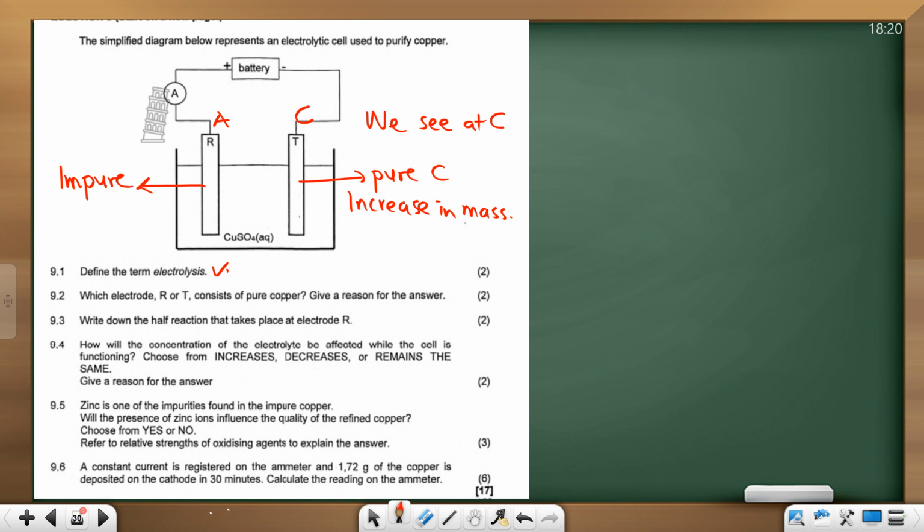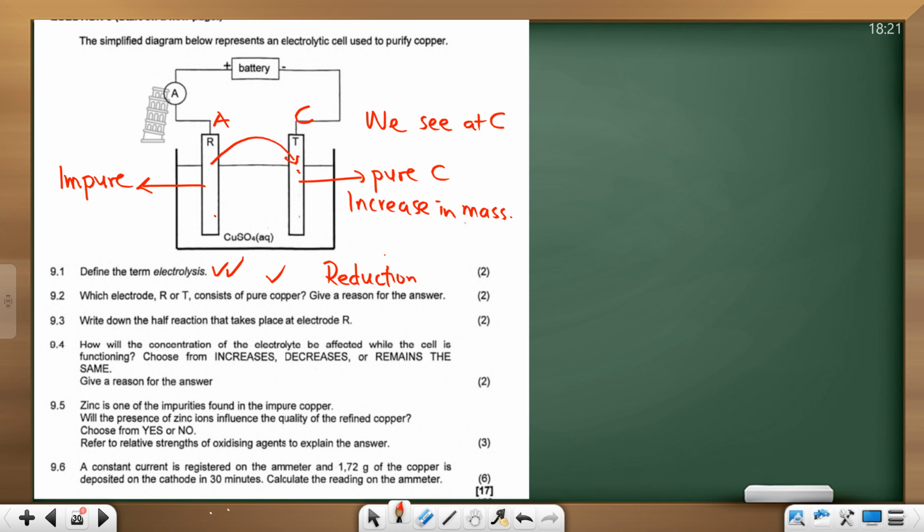Define the term electrolysis. 2 marks. Which electrode, R or T, consists of pure copper? I have already answered that. Which electrode? T. Give a reason. Reduction occurs at that electrode. So what we are saying is, this thing is impure. We want to take the pure one from here and bring it there.